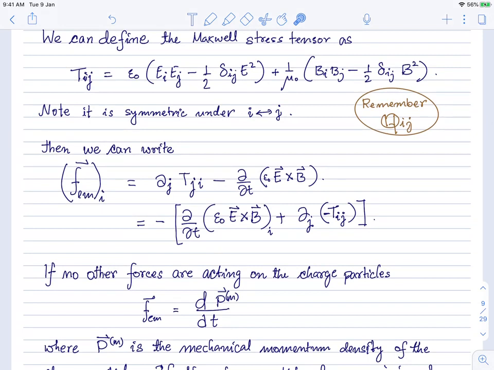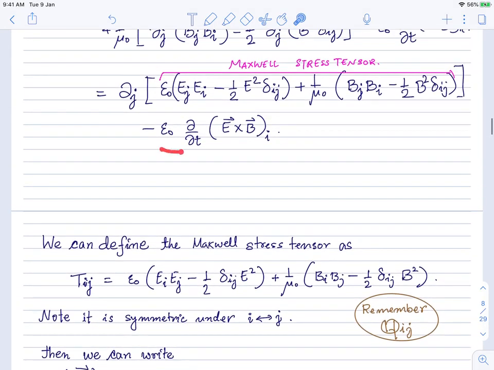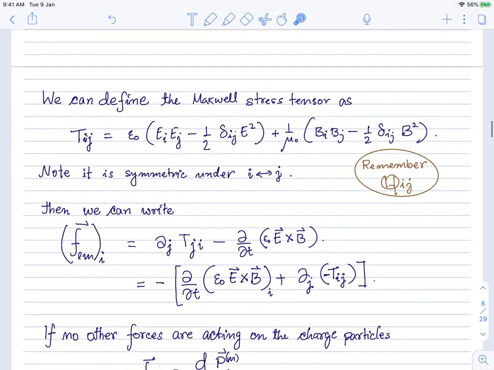So now compactly we can write down this ith component of the force density as del j Tji, this term here, and we can write it as del t of epsilon naught times E cross B. So you see there was this epsilon naught times E cross B here. This is the ith component of that. So that term would remain here, and here we have to put in the ith component of this. So the I component is a free component. Here j is summed over.